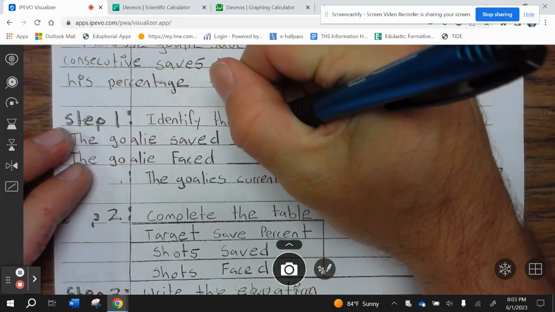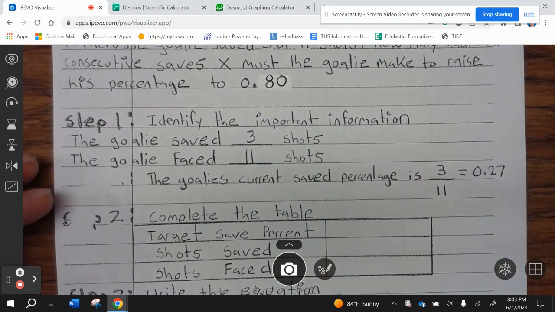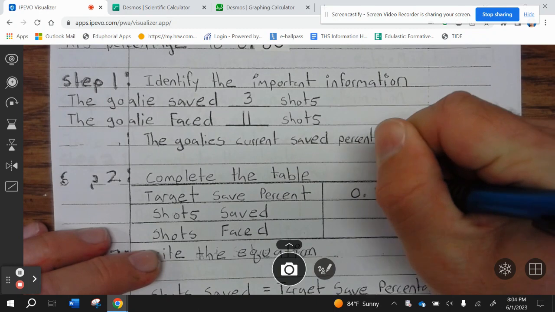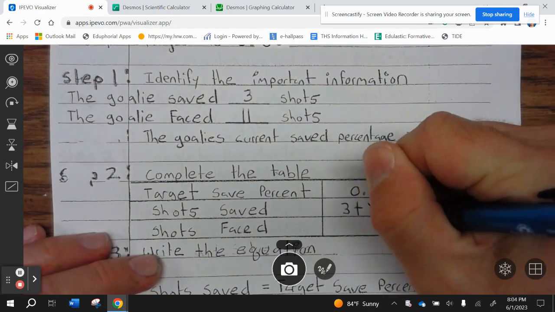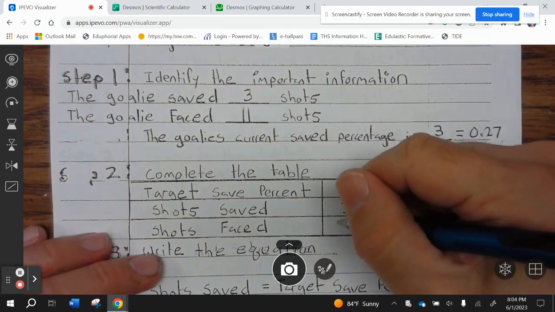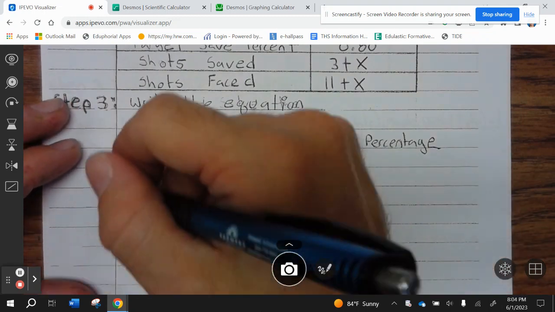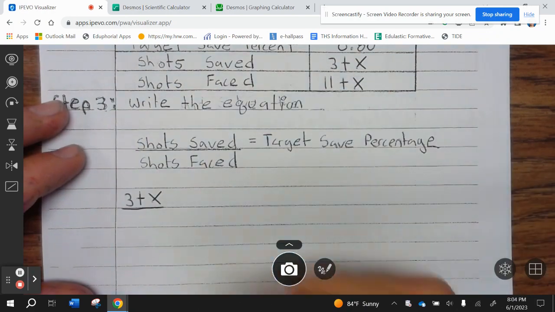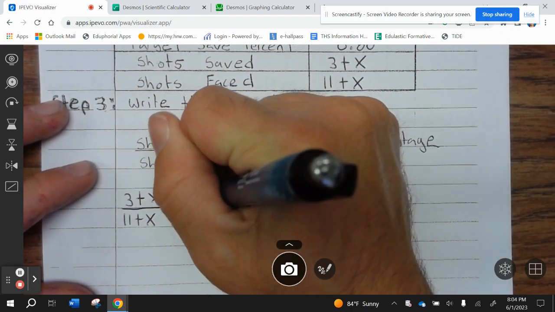he saved 3 shots. The goalie faced 11 shots. The goalie's current save percentage is 0.27. Our target percent is 0.80. Saves would be 3 plus x. Shots faced would be 11 plus x. So our equation would be (3 plus x) divided by (11 plus x) equals 0.80.